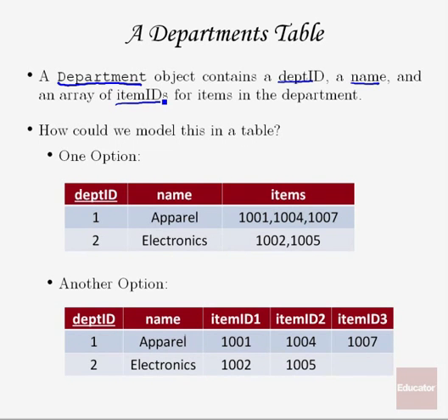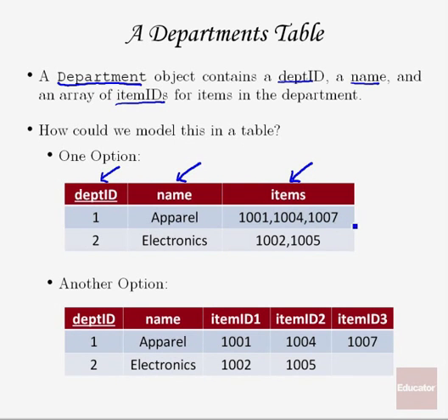For example, we could create a table that maps one column to each property of our object. We could have a column called department ID, which would be the primary key of the table, a unique ID for each department. We could have a column called name, which would be the name of the particular department. And then we could have a column called items, which would be used to hold the information about all of the different items that are in a particular department.